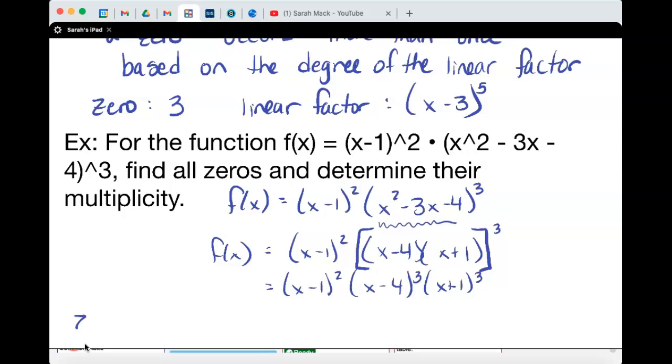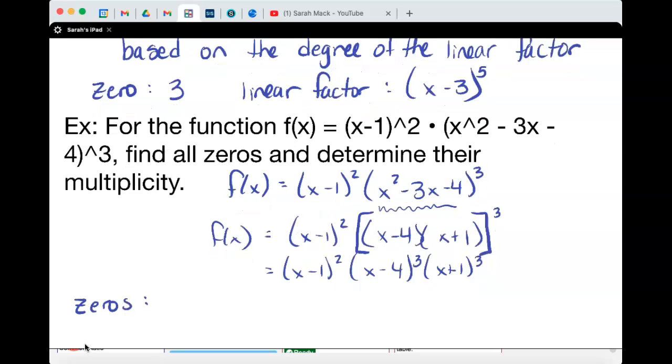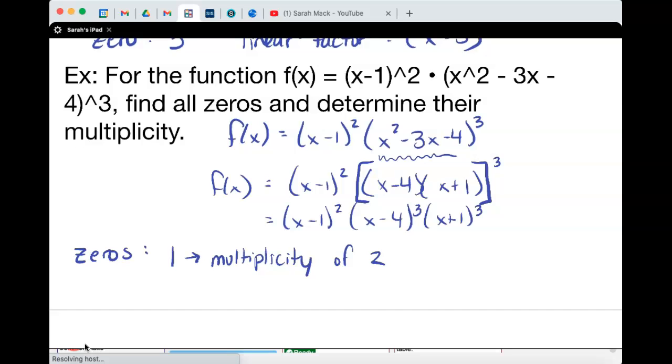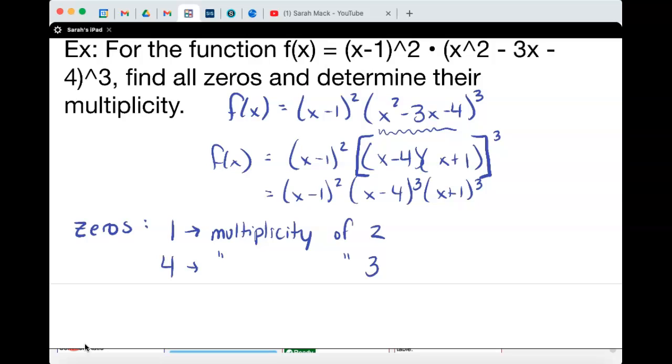So I would like to list all the zeros and their multiplicities. So what is one zero? 1. And I'm going to write multiplicity of 2 because it's raised to the 2nd power. I have another zero, 4, multiplicity of, and my last one, and multiplicity of.